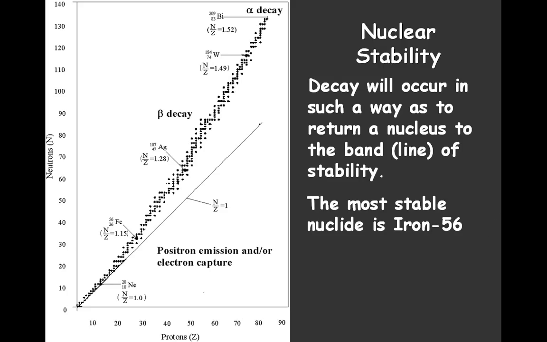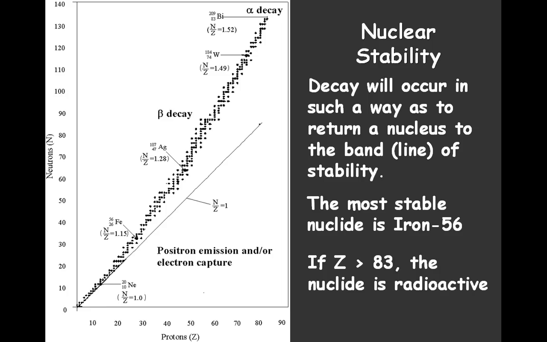The most stable nuclide is iron-56. When the atomic number gets greater than 83, you typically get some radioactivity. So usually below that, you don't get a ton of elements that are radioactive, and you can actually look at the periodic table and see that.